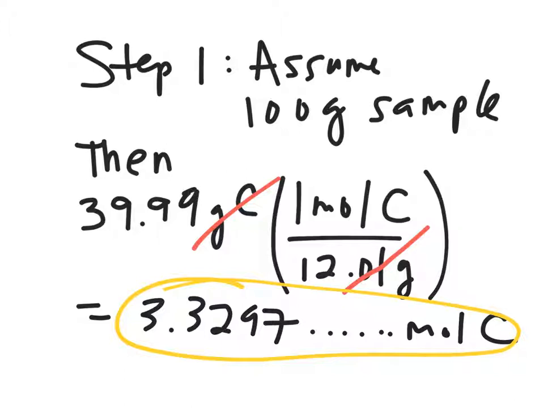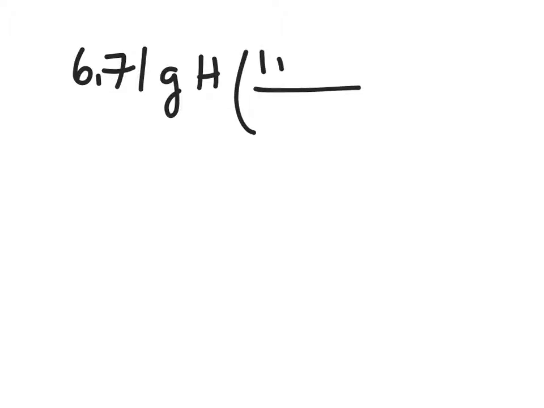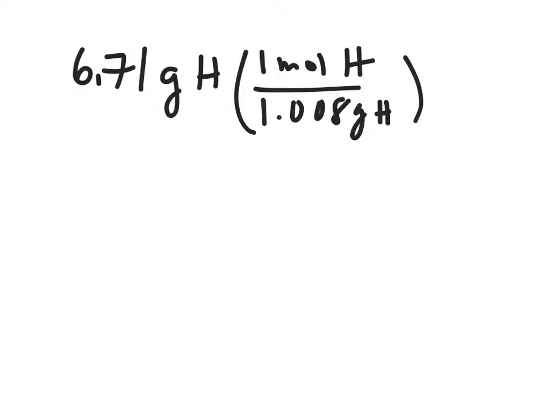And 3.3297 moles of carbon. So we're going to divide everything, all of them, the moles of carbon, the moles of hydrogen, the moles of oxygen, by the moles of carbon because it was the smallest. So we had 6.71% hydrogen, which means in our 100-gram sample we have 6.71 grams of hydrogen. So we want to figure out how many moles of hydrogen we have using the molar mass of hydrogen.